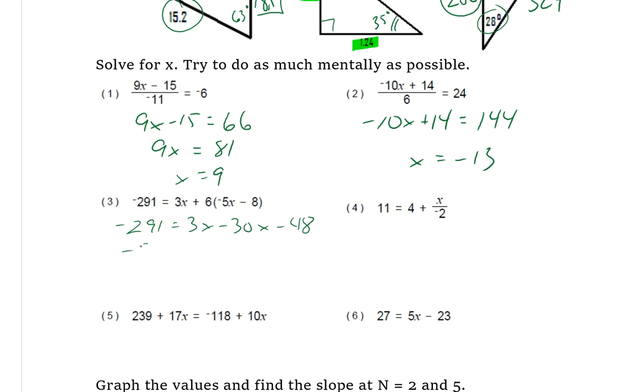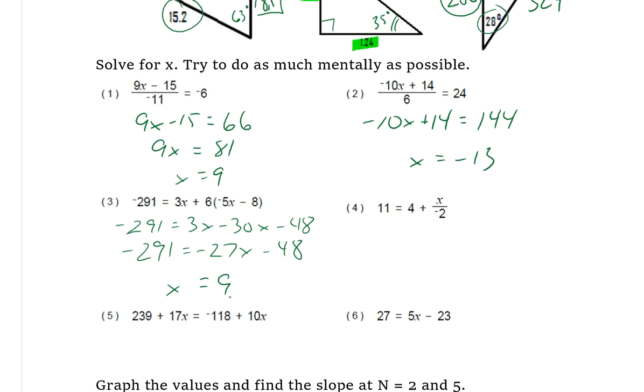So you'd have the minus 291. You get 3x, take away 30x. So, minus 27x, take away 48. And then you'd want to add 48 to both sides, divide by negative 27. And once you get that done, hopefully you're going to end up with x is equal to 9.